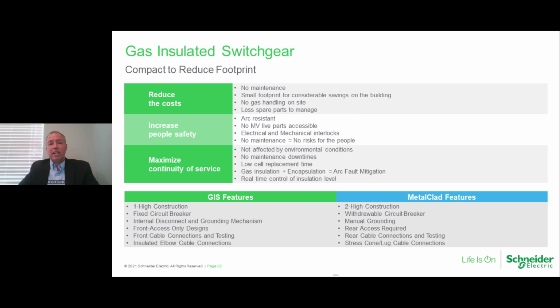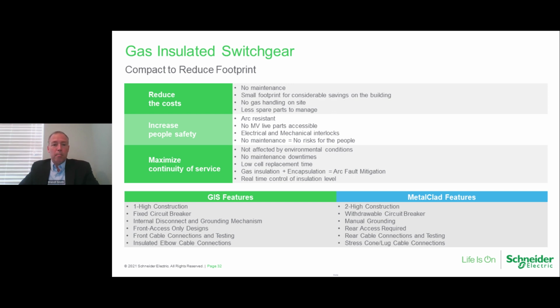There are several main advantages to using gas insulated switchgear over metal clad switchgear. First of all is reduced costs. Gas insulated switchgear is typically more cost effective than metal clad switchgear. It has a significantly smaller footprint. To put this in perspective, at 35 kV, your metal clad switchgear is going to be roughly 4 foot wide by 10 foot deep, single high construction. Your gas insulated switchgear is going to be a quarter of the footprint.